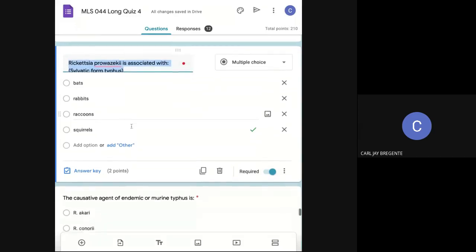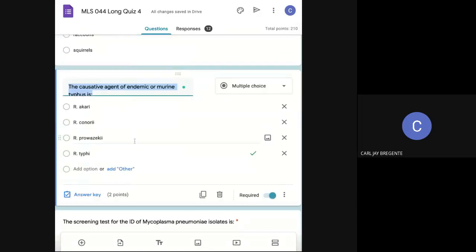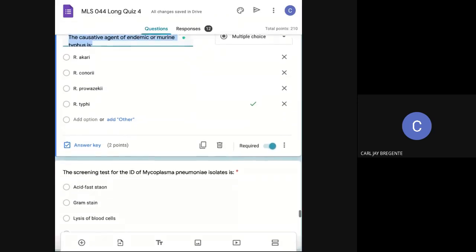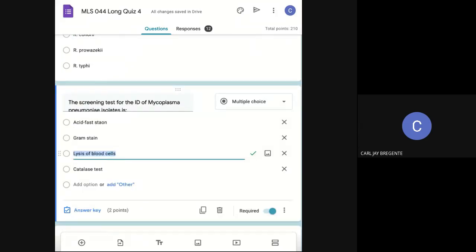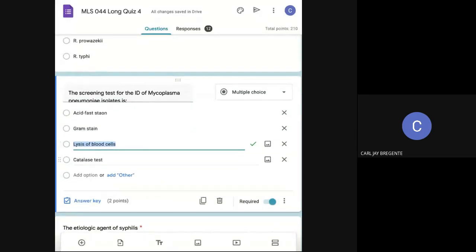So, the causative agent of endemic or murine typhus is Rickettsia typhi. Although these Rickettsia, Chlamydia, or Mycoplasma have a small percentage in the board exam because these are not common in the Philippines. The screening test for ID of Mycoplasma pneumoniae includes lysis of the blood cells. So this is the screening test for Mycoplasma examination or identification.